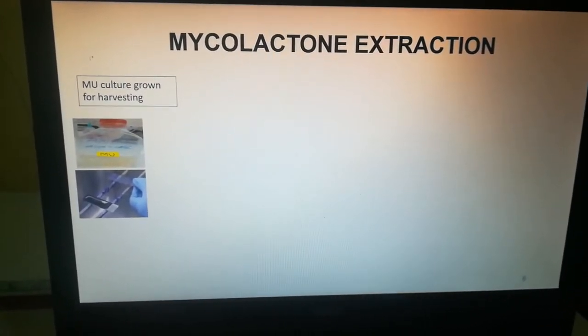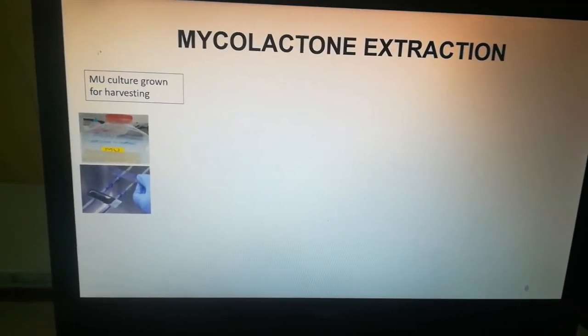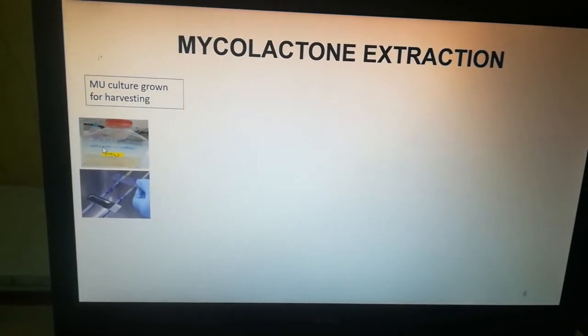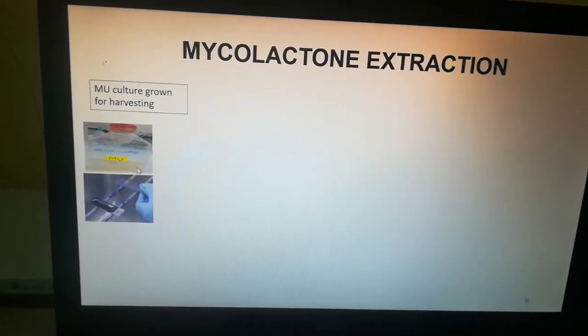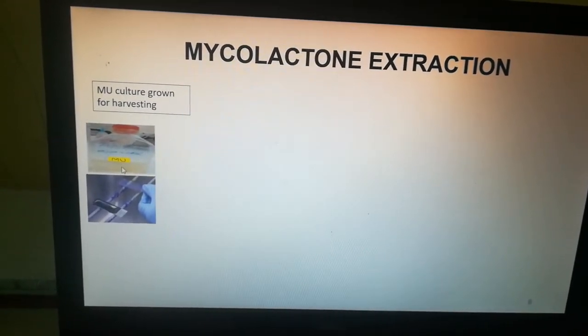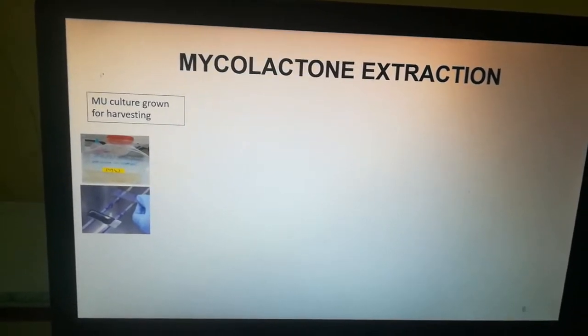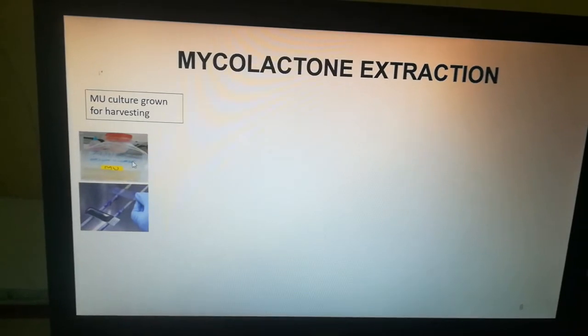The MU, or Mycobacterium ulcerans, is grown in a sterile cell culture bottle, as indicated here with the red cover, and the media is M7H9 which has been supplemented with OADC. Once the organism grows, it's mostly at a temperature of 32 degrees.